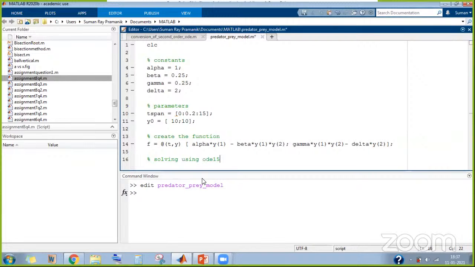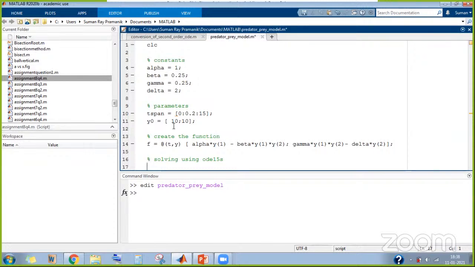Excuse me, sir. Yes, hello. Sir, can't we give the function as t comma h comma p, in line number 14, instead of giving t comma y, and use alpha into h minus beta into h into p, something like that? Yeah, that also can be done.